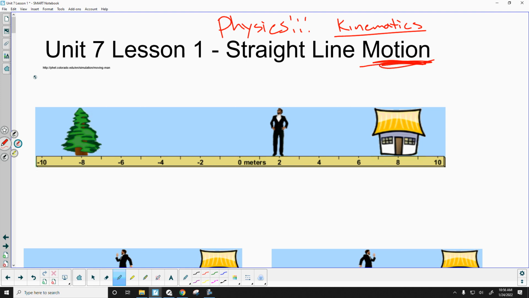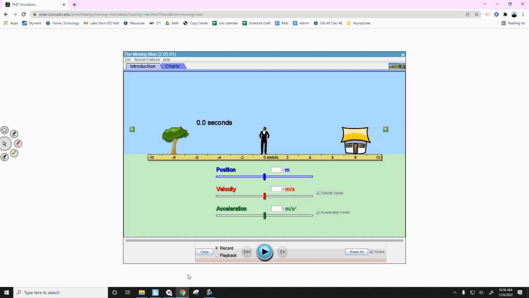And I want us to keep one thing in our brains, all unit, because this is all that's happening, this entire unit. All that's happening is a dude is on a number line, okay? That's it. This entire unit, and that's nice to know. And we just have one situation. A dude is on a number line.